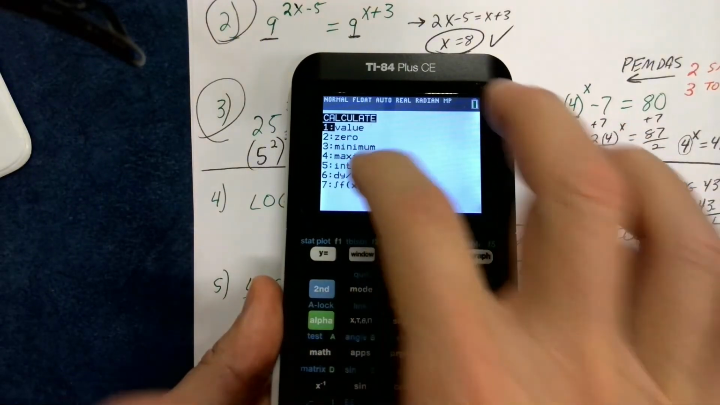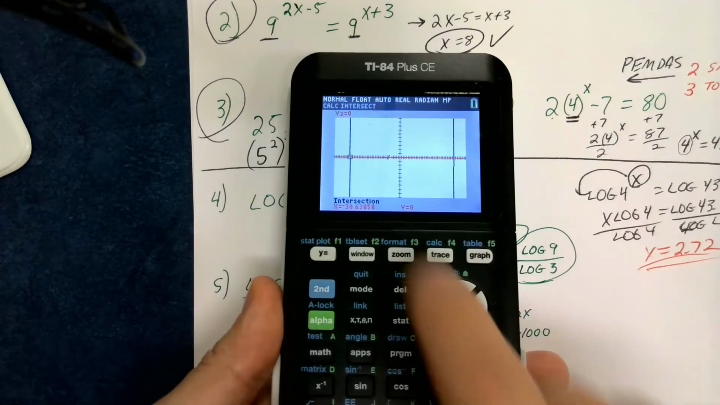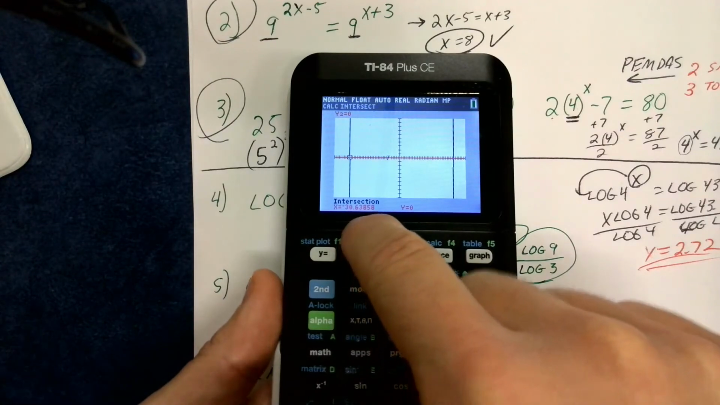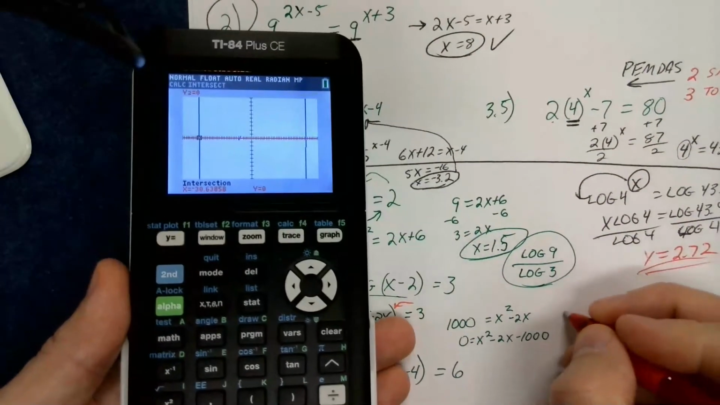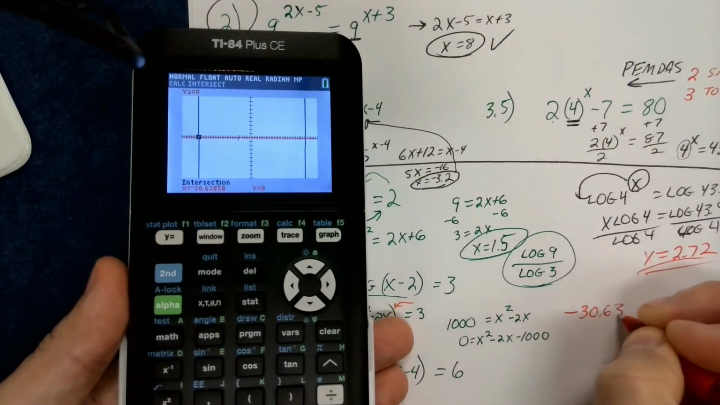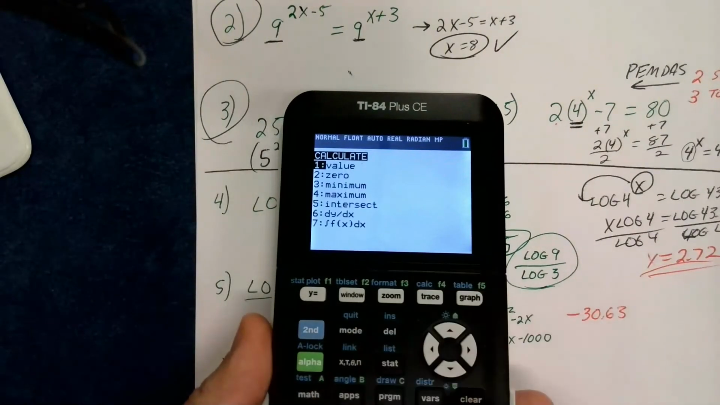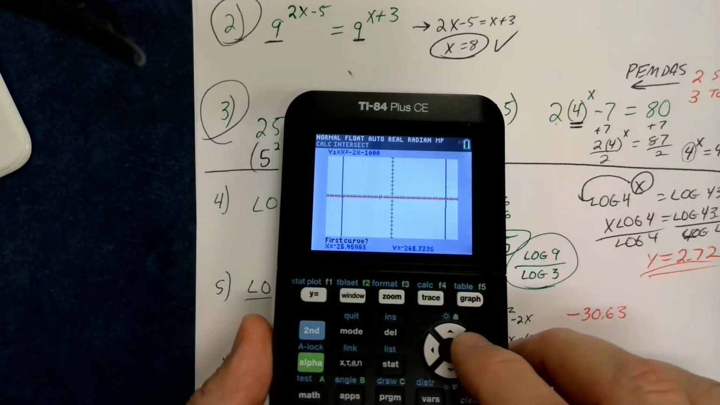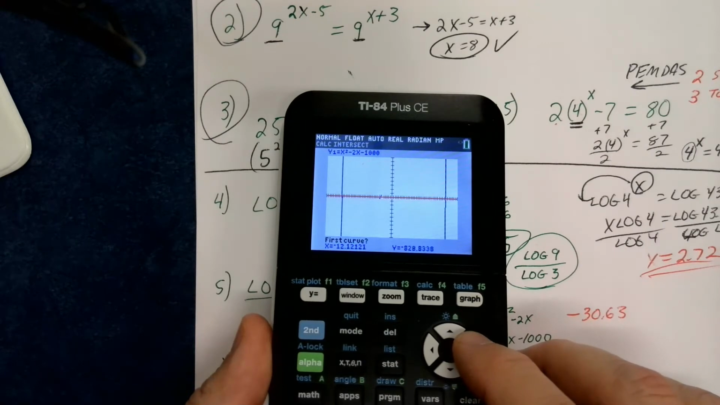Second trace, number 5 intersection, enter, enter, enter. Here's one of them, 30.63. Negative 30.63, and second trace, number 5. Remember, I got to move my cursor way over here, closer to the other one.